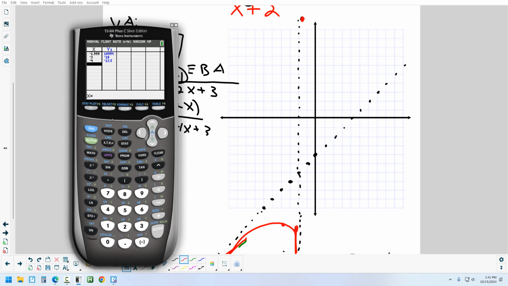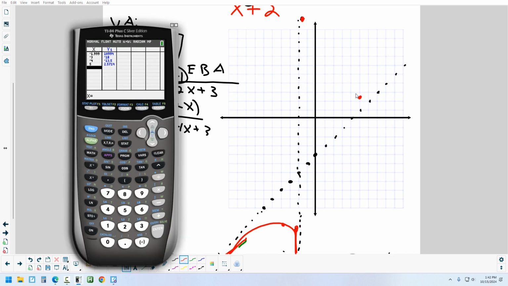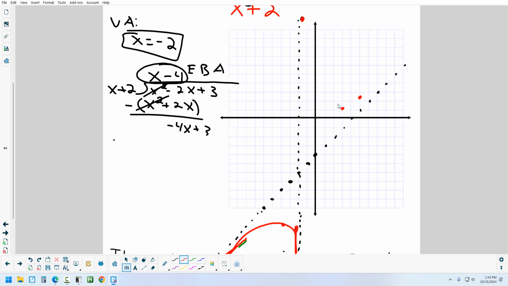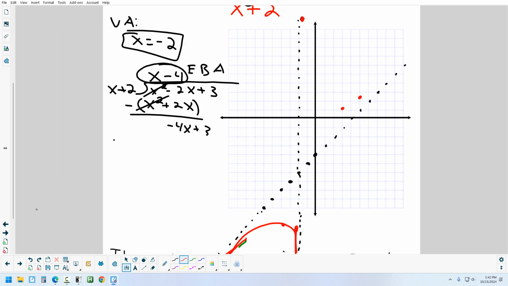What would be a good x value to pick to see what's going on in this other section? 5? Yep, we could do 5. So 5, 2.5 roughly. 1, 2, 3, 4, 5. 5, 2.5. Okay, so there's another one. What would be another good x value? 3? We could do 3. 3, 1.2. 1, 2, 3, 1.2. All right, how about another one? -1. I heard 0. Sure, that's a good one. 0, 1.5.